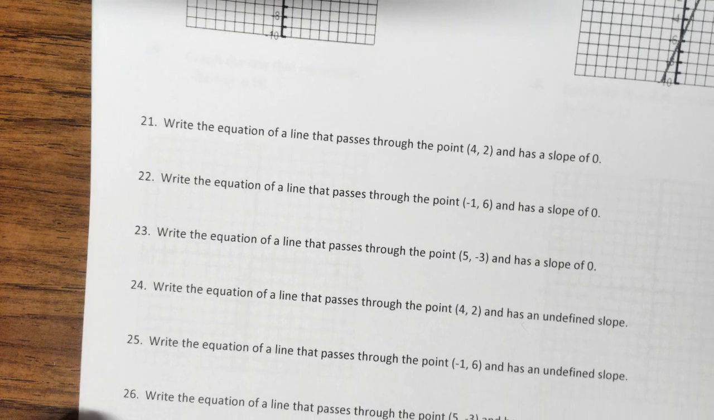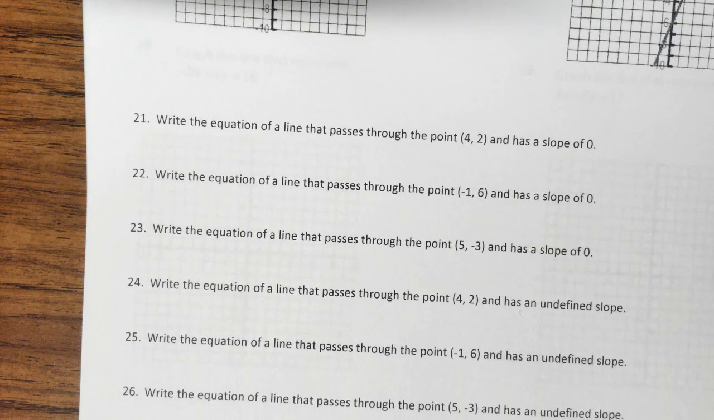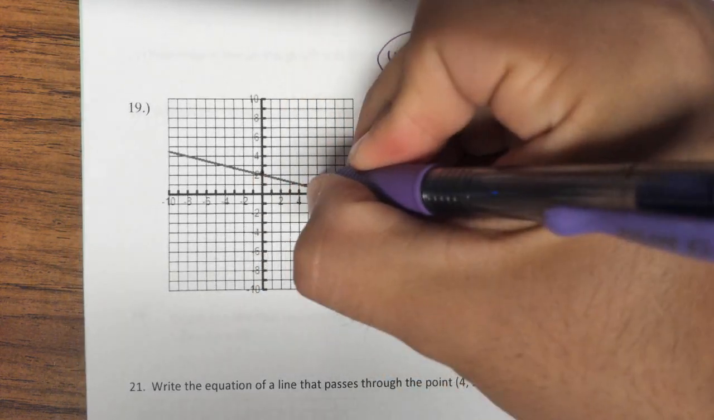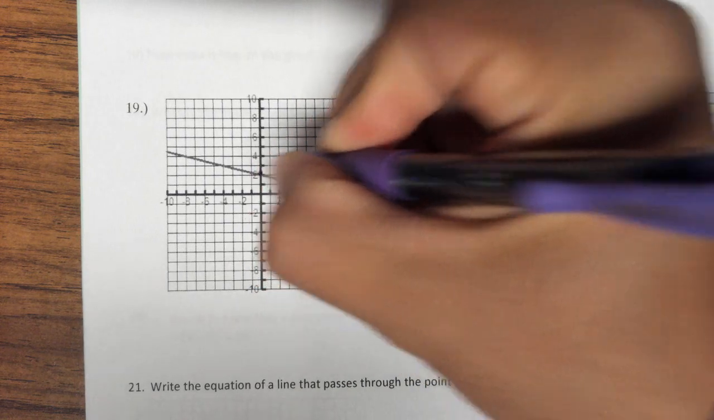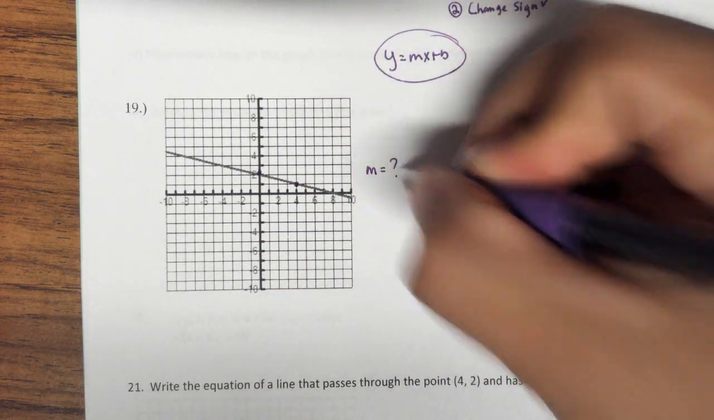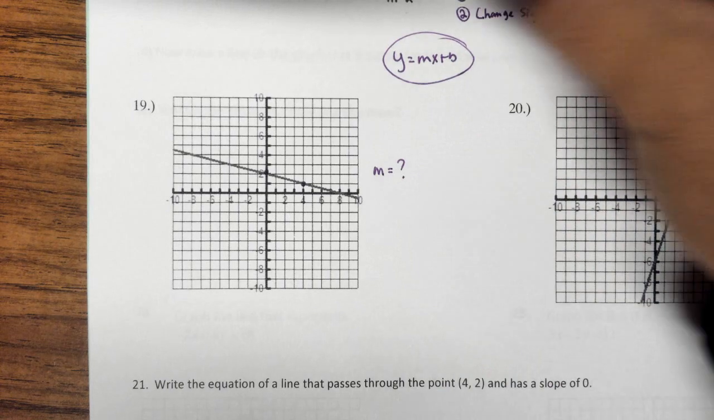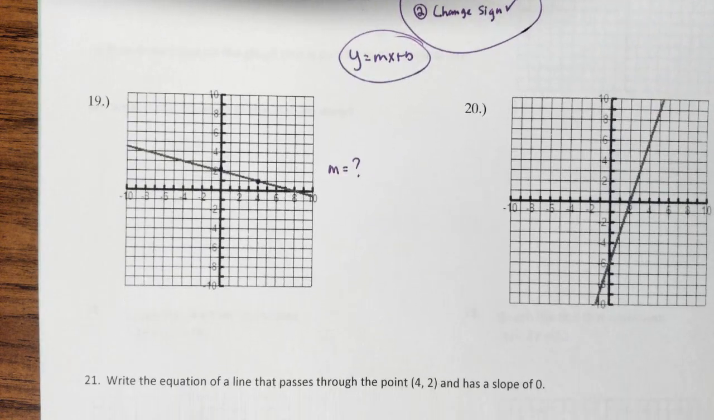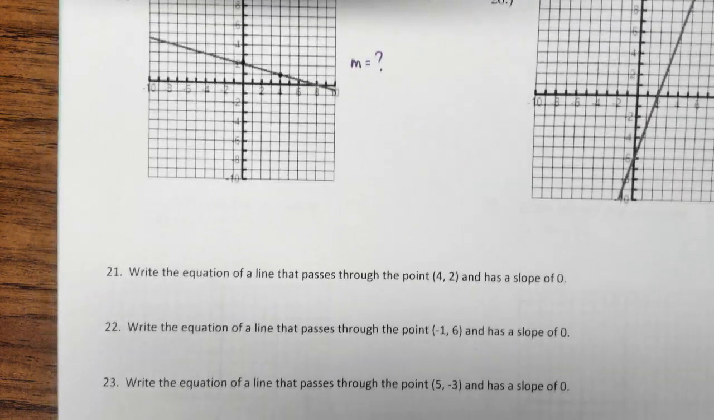Okay, moving on to 19 and 20. On this one, again, you're just writing down things that are perpendicular to this. So for 19 and 20, first thing you have to figure out is your slope. And then once you do that, do your 2 things, which is flip the fraction and then change the sign. Coming up with your new equation.